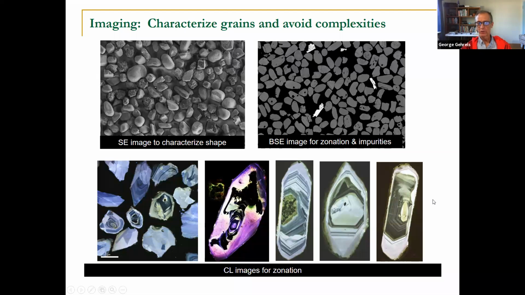You definitely want to be able to see into the crystals. These are some of the kind of poster child examples. They're not all this complicated, but we like looking at these images as examples. Depending on where you put your laser spot on these crystals, you might get very different ages.